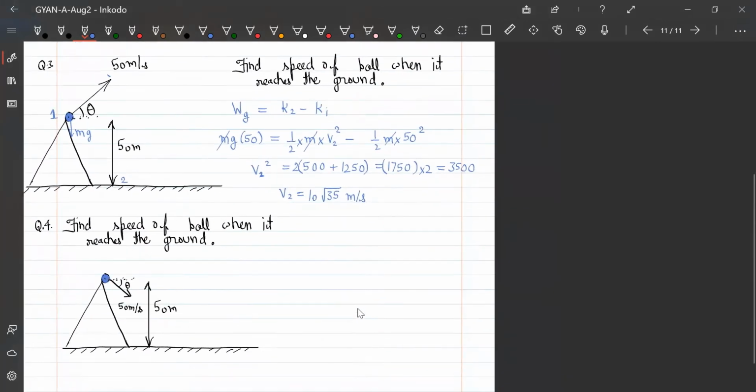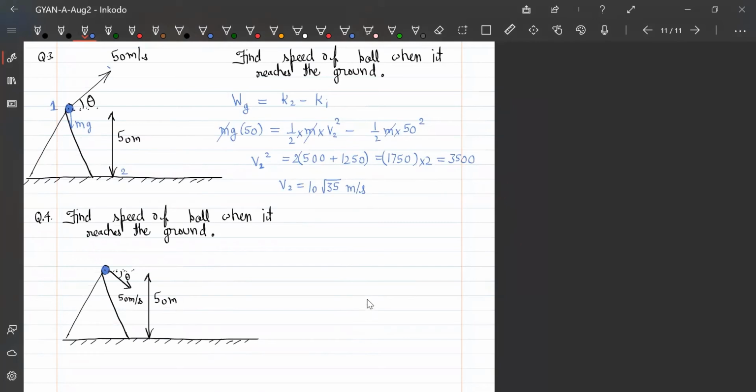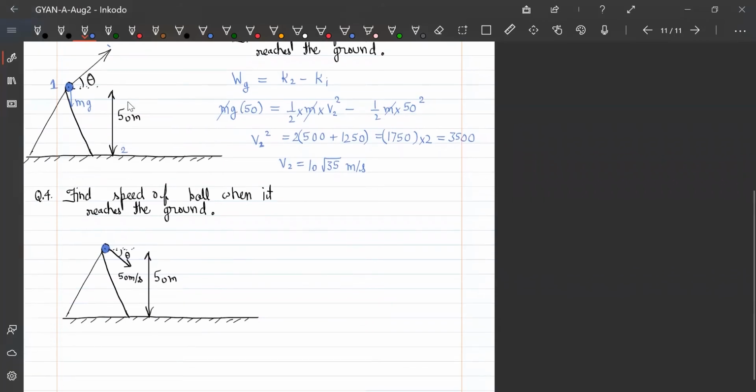In the same way, try question number 4. So this is how work energy theorem is very useful. It does not care about the direction of the initial speed.